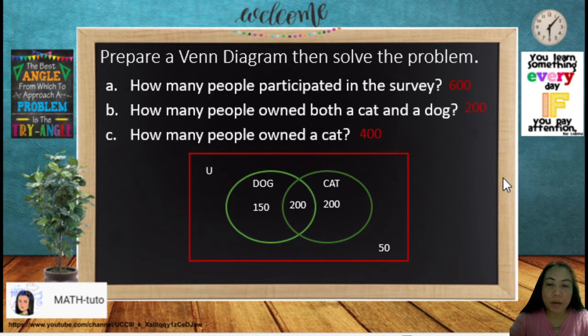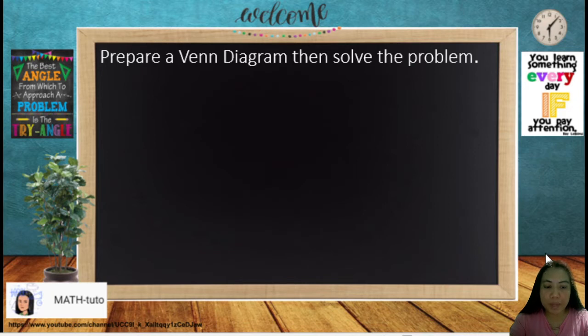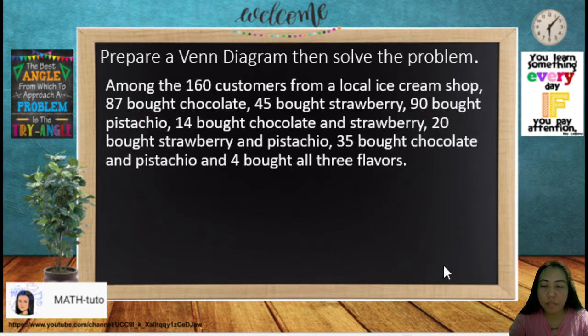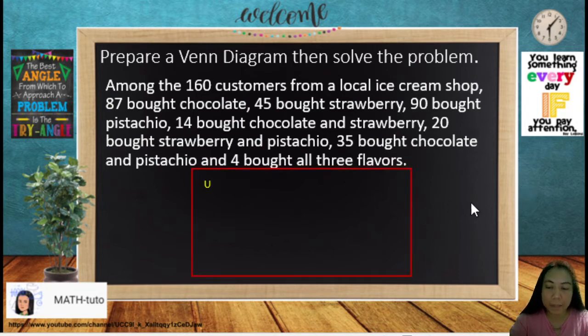So now, let's have another example. This time, we will include 3 elements or 3 sets. Among the 160 customers from a local ice cream shop, 87 bought chocolate, 45 bought strawberry, 90 bought pistachio, 14 bought chocolate and strawberry, 20 bought strawberry and pistachio, 35 bought chocolate and pistachio, and 4 bought all 3 flavors. Okay. Let us illustrate this problem using a Venn diagram.